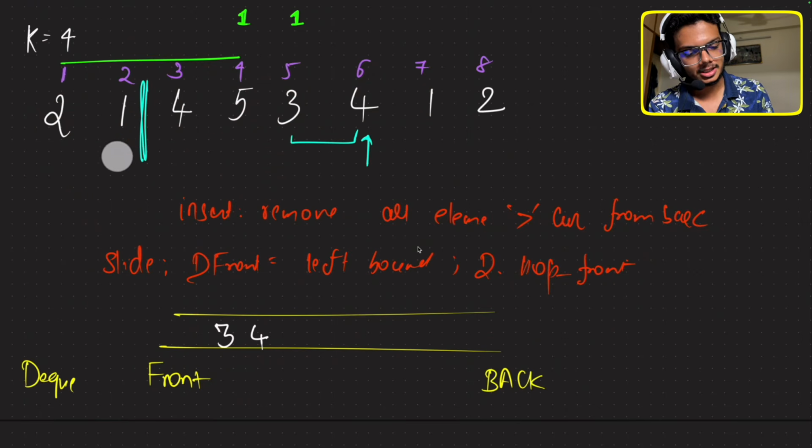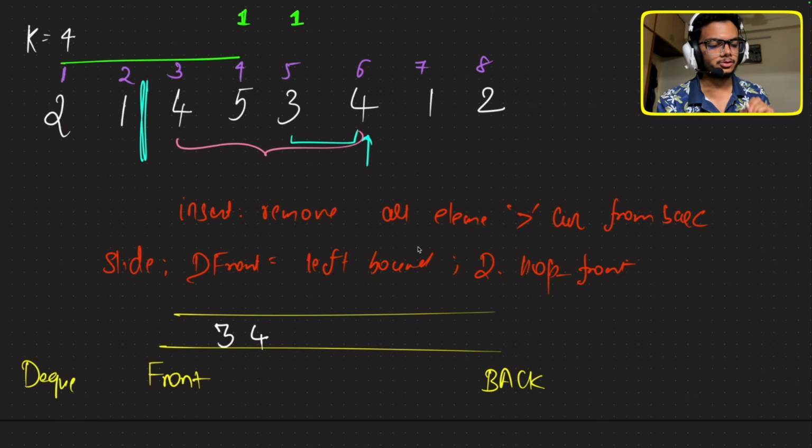So what is the minimum here, guys? What is the minimum for this window? So this was the window, by the way, of size 4. So what is the minimum here? 3. DQ's front. So we output 3, right? The window of size 4 ending at index 6 has a minimum of 3. Fine, let's move ahead.